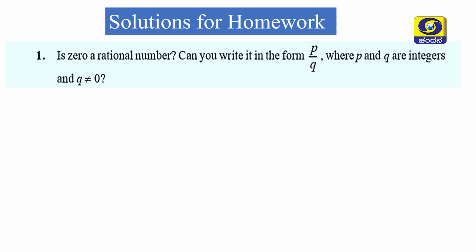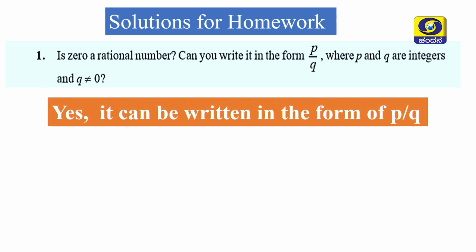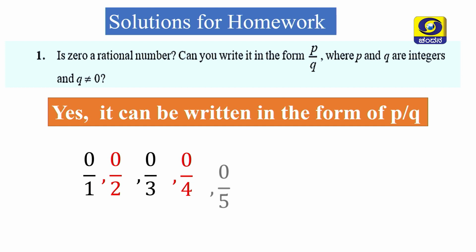Can you write it in the form of p by q, where p and q are integers and q is not equal to 0? The solution is yes, it can be written in the form of p by q. Can I give an example? Why not? See, 0 can be written as 0 by 1, 0 by 2, 0 by 3, 0 by 4, 0 by 5, etc.